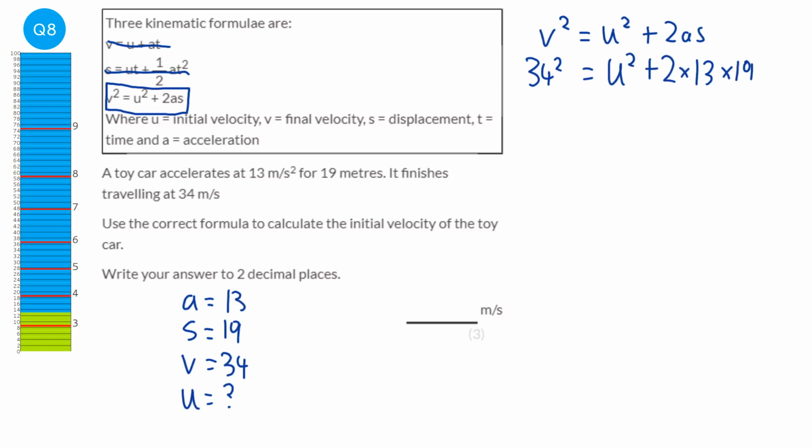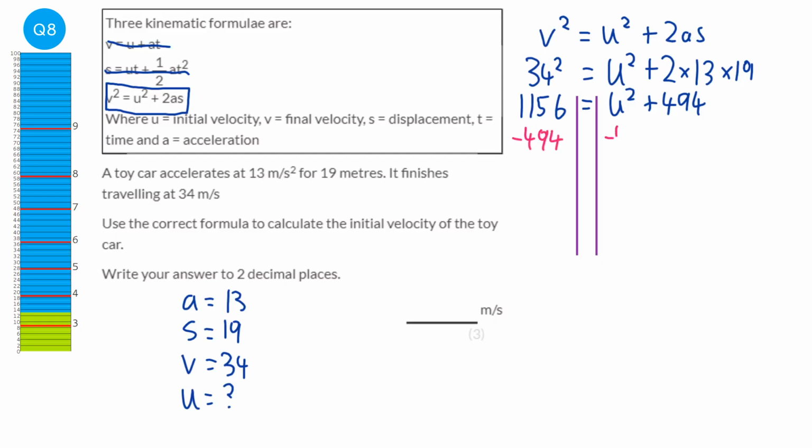Okay, so let's just work these parts out. And so we've got 2 times 13 times 19, which is what, 494. And it turns into a solving part, so we're just going to solve this. So the first thing I'm going to do is subtract 494 from both sides. And so we're left with 662 equals u squared.